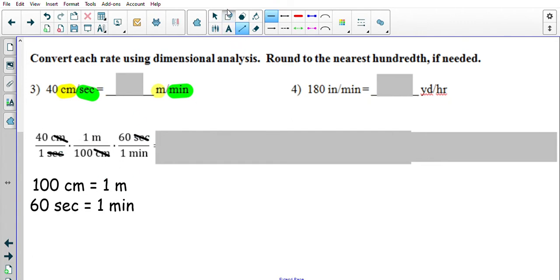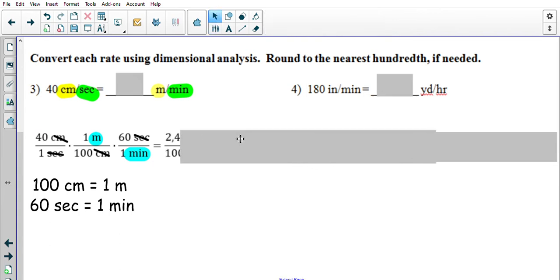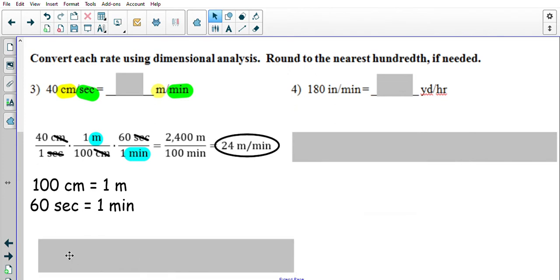What am I going to be left with? Well, let me highlight it in blue instead of circling it. I've got meters per minute left, which is exactly what I want. So let's multiply straight across. 40 times 60 is 2400. 100 times 1 times 1 is 100, and again, it's meters per minute. 2400 divided by 100 is 24 meters per minute.